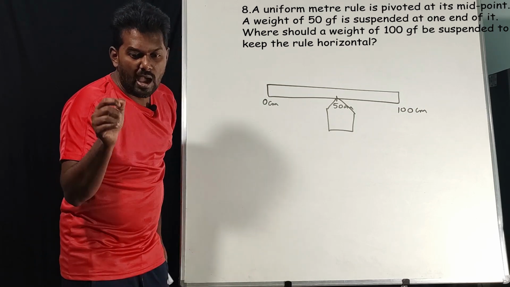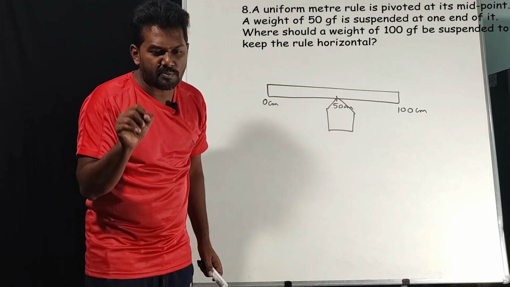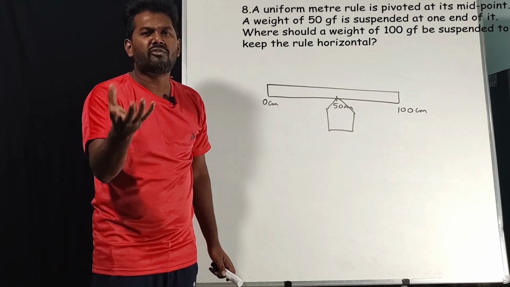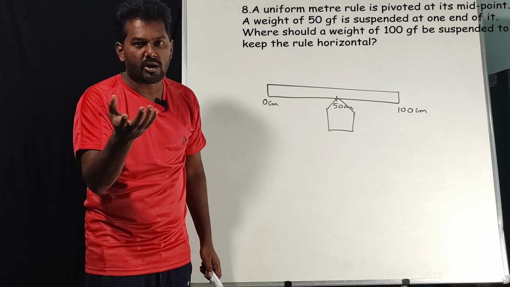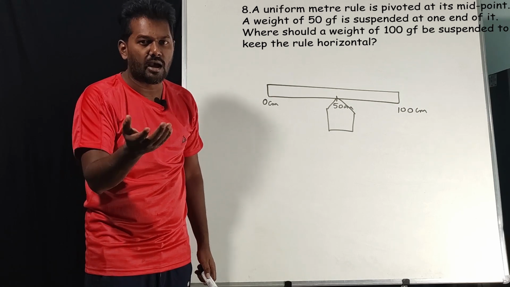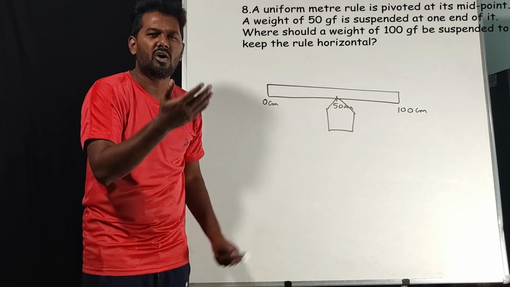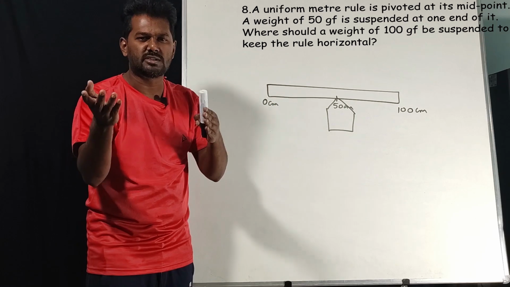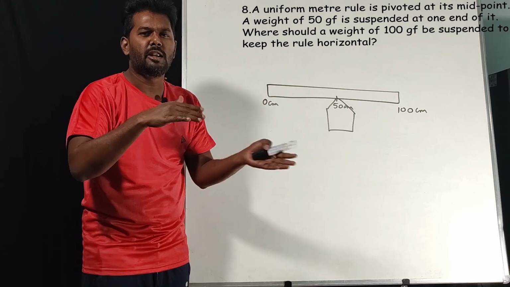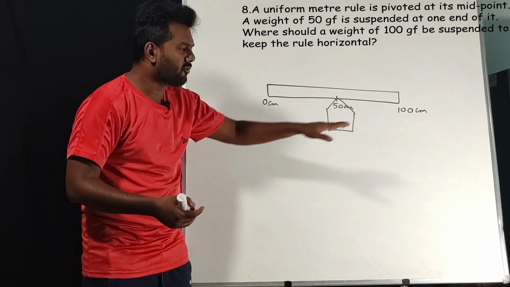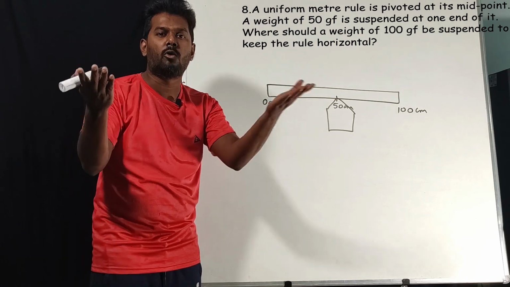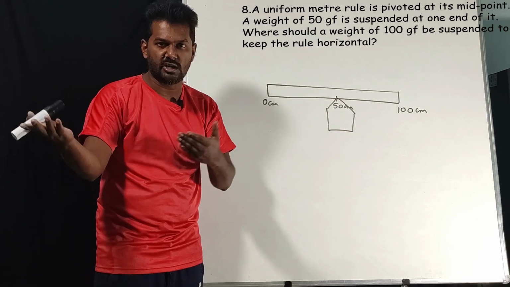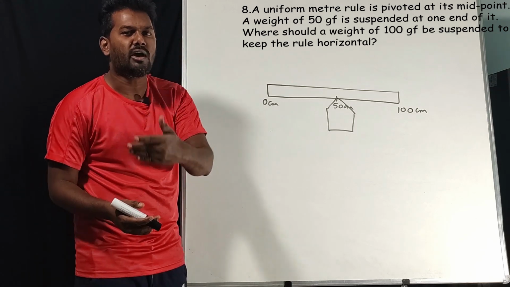Now, a weight of 50 GF is suspended at one end of it. 50 GF means it is the unit of weight. GF is the unit of weight. Gram is the unit of mass. Mass and weight are almost the same, not equal, almost the same. It depends upon the gravity value. Now we are talking about 50 GF. Why am I telling all these things? You should not get confused. What do you mean by GF? GF is nothing but the unit of weight.